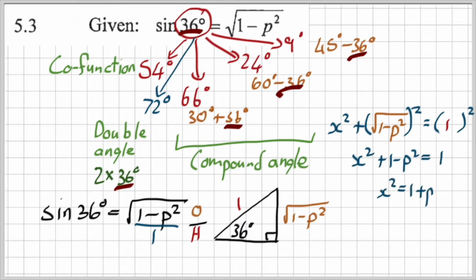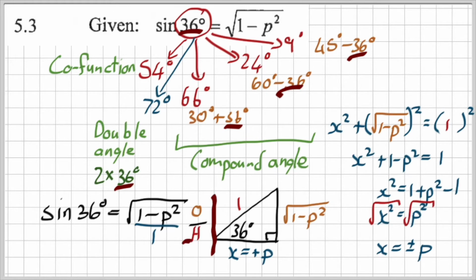So x squared is 1 minus (1 minus p squared), so x squared is equal to p squared. If I take the square root, then x is positive or negative p. But because this is 36 degrees, x is positive p. Why? Well, if I drew a Cartesian plane, it's going to be on the positive x side. That's just the reason why, okay? If it was on the negative side, I would have used negatives, but not for today.